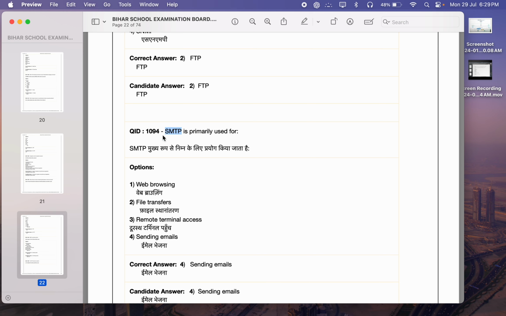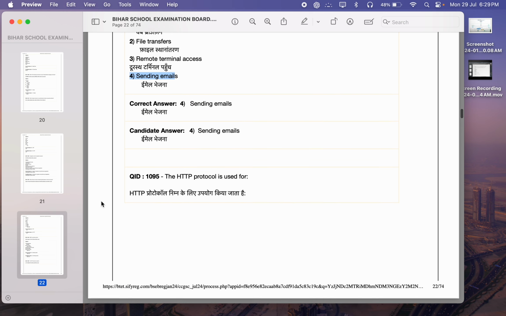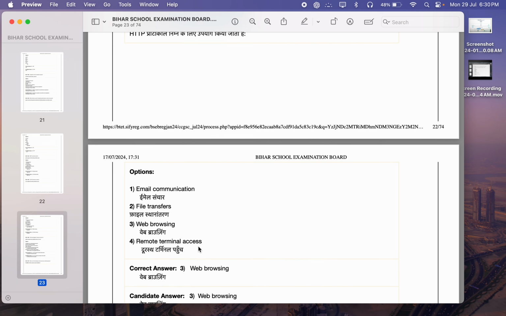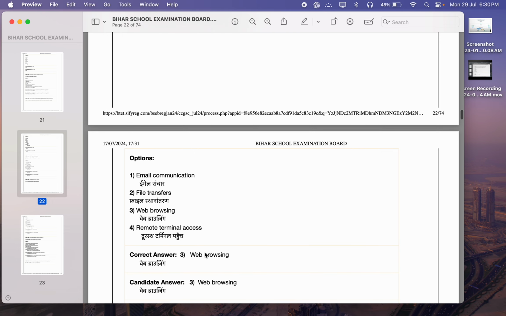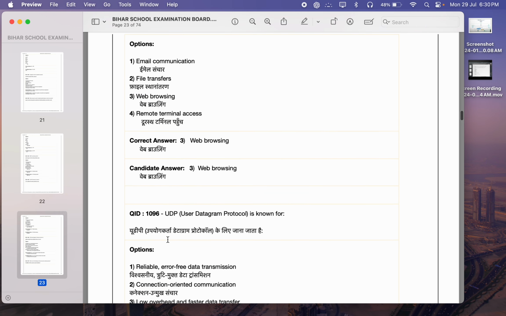As mail is present here, we use SMTP to send mails. The HTTP protocol is used for... So email communication is SMTP, file transfer is FTP, and web browsing is the right answer for HTTP, Hypertext Transfer Protocol. So when you browse the web, HTTP is what gets used.